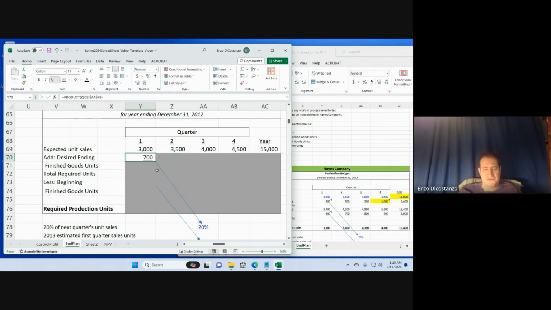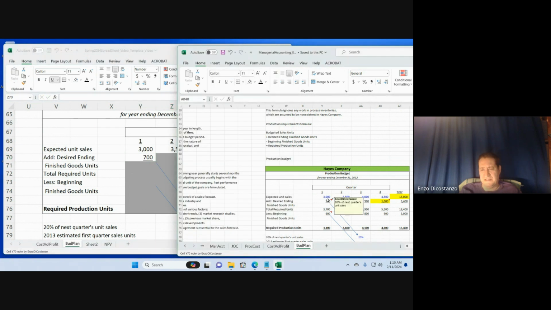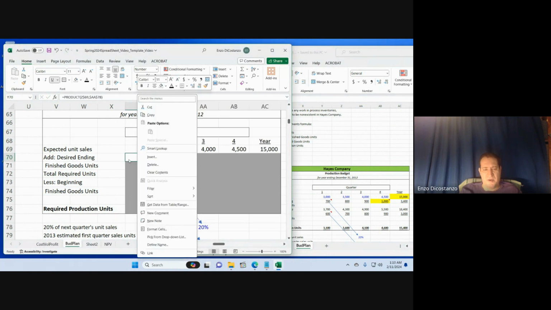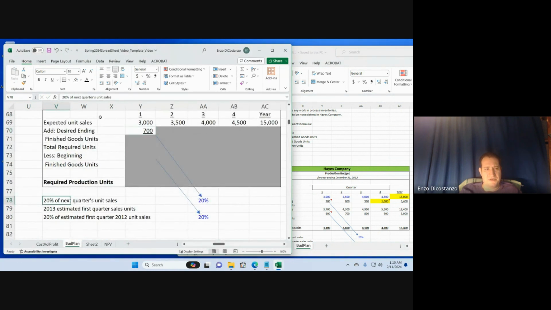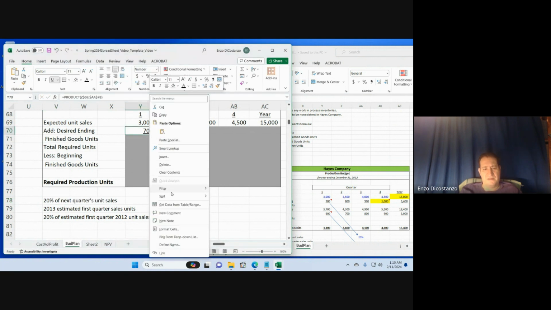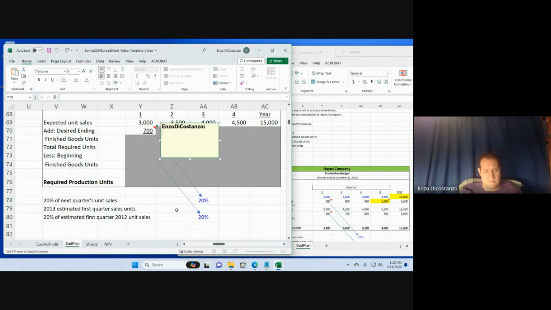So you get your 700. And also, you want to put a comment up in here. What you can do is take this little note here, right click, new note, paste: 20% of next quarter's unit sales. Then you can right click, it'll give you the 800, right click again, it'll give you 900.